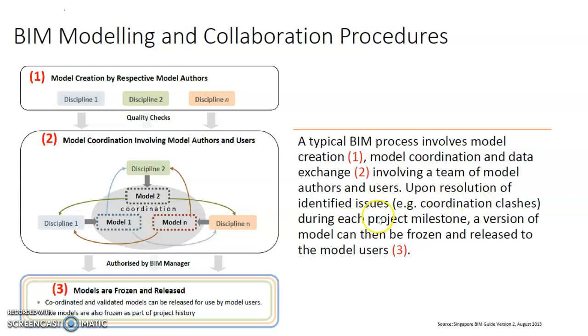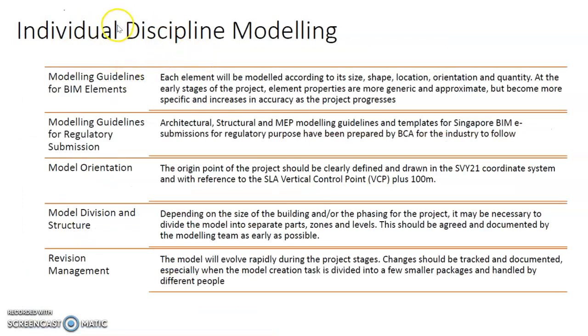So upon resolution of the identified issues, for example, if there are any clashes, or during each project milestone, a version of the model can then be frozen and released to downstream model users. So you need to have a procedure for the modeling and collaboration among the different disciplines. Each individual discipline, when they are handling their own part of the model, has certain guidelines to follow.